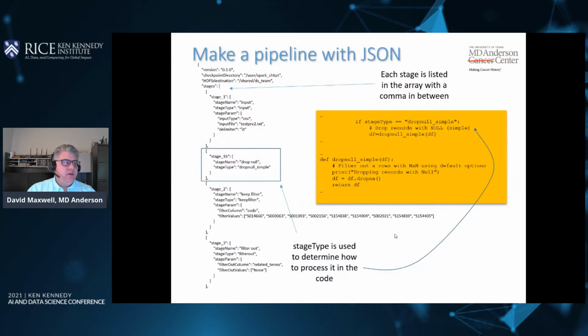This is just a little bit of the JSON on the left, showing multiple stages, focusing just on a very simple one. In this case, we have a stage name, stage type, and stage params. This one doesn't have any parameters. It's a very simple one, just to drop nulls. On the right, we have the code to recognize that stage type and then call a function called drop null simple with the data frame, dropping the nulls and returning the data frame. The same would be done for the others, although you would use the stage params to modify those.